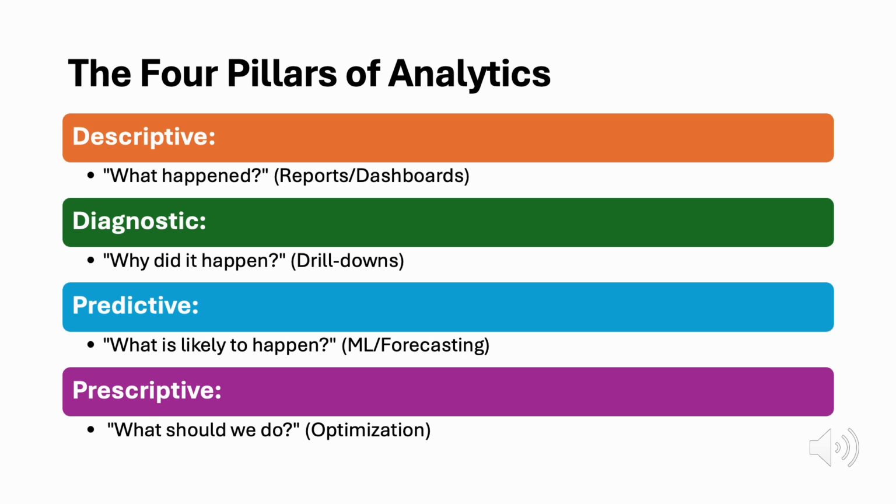Prescriptive analytics: what should we do about it? This is the holy grail of analytics. It doesn't just predict a future, it suggests the best course of action to reach a specific goal. Example: GPS apps like Waze. They don't just predict heavy traffic, that's predictive. They reroute you to the fastest path, that's prescriptive.